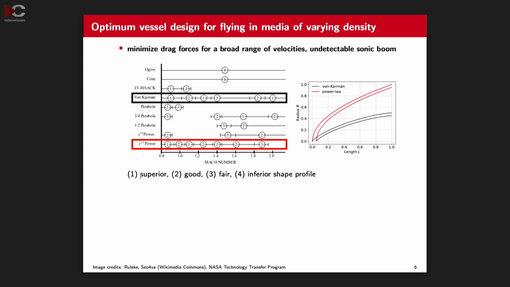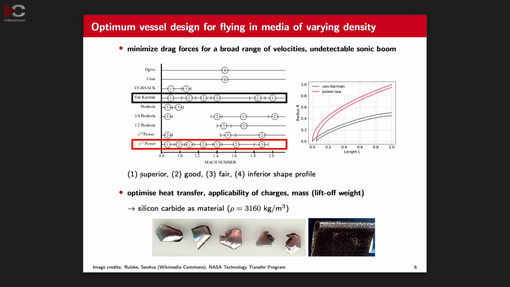In order to make it very general, I scaled the length to 1, and I did the same with the radius. But as we will see later, we can scale this to actually create a UFO shape out of this by just normalizing to a different length and to a different radius. It's pretty easy. But minimizing drag forces is not the only thing we have to care for.